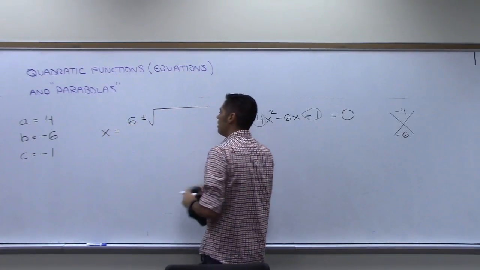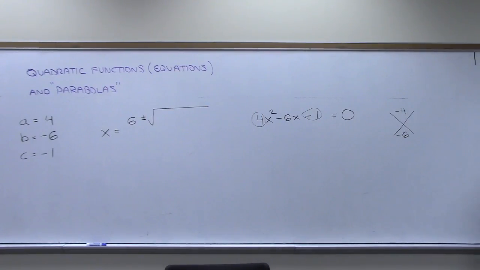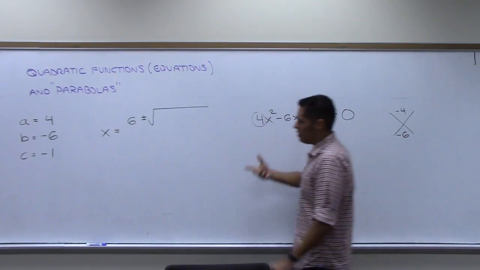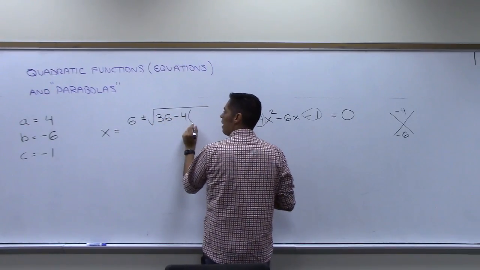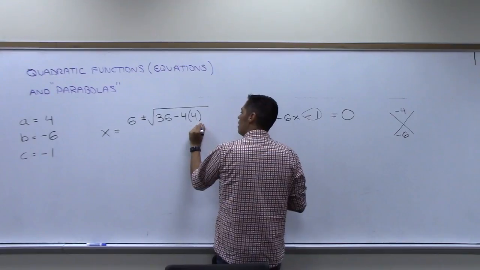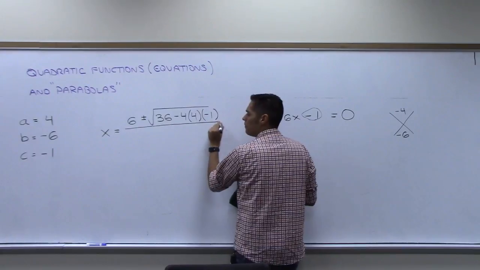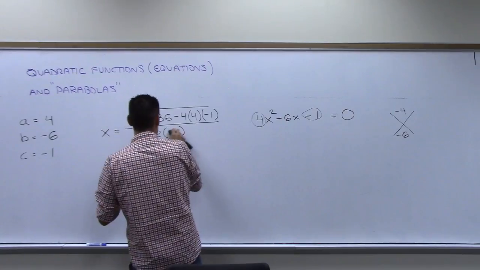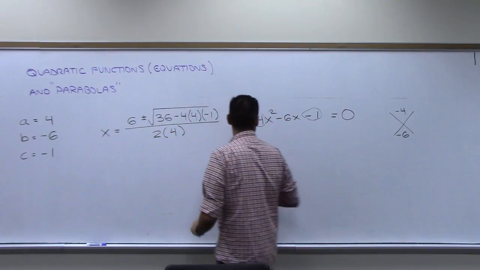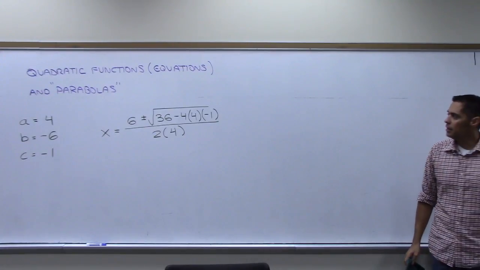And I told you something about this next number. It's always positive. And it's going to be your b squared. So what happens if you square the b over there? What do you get? 36, right? -6 times -6 is positive 36. Minus 4 times, I'm going to write it out, a, which is 4, times c, which is -1. All of this over 2 times a, sorry, I don't know why I put -1. 2 times a, which is 4. We all good with that? Okay, now let's continue.